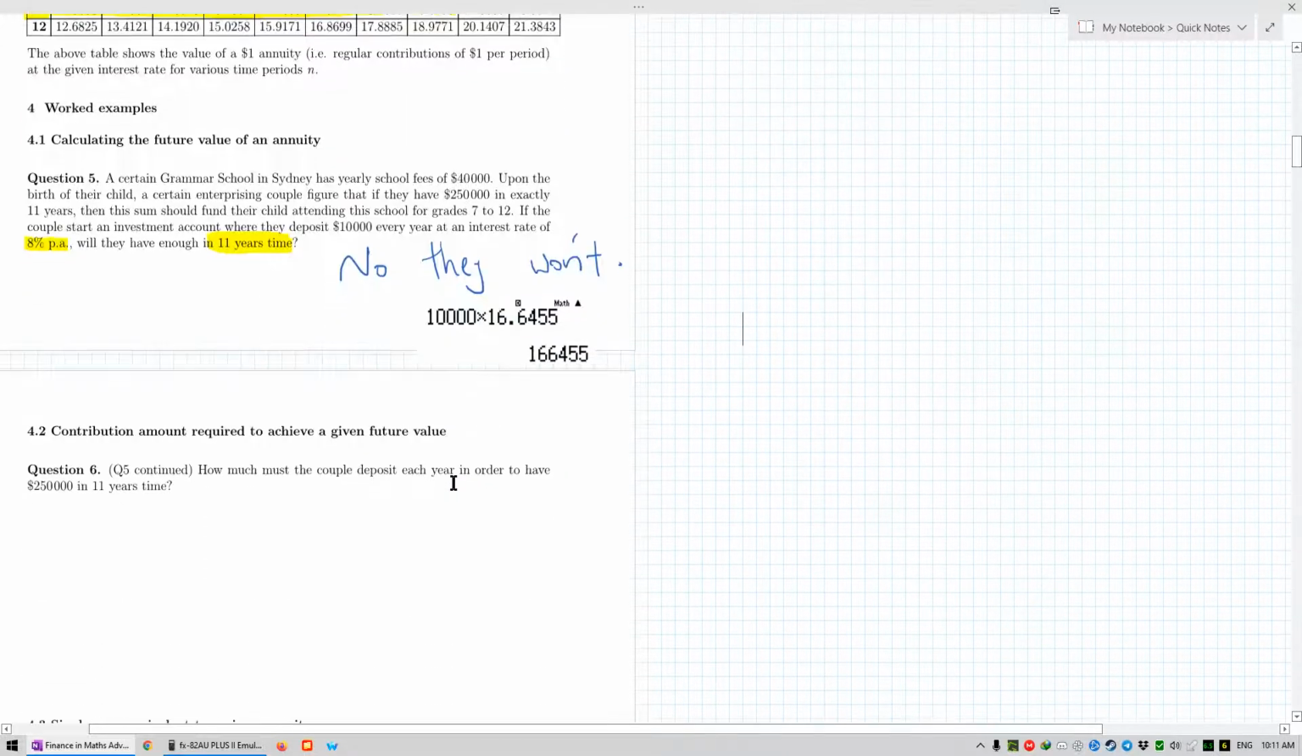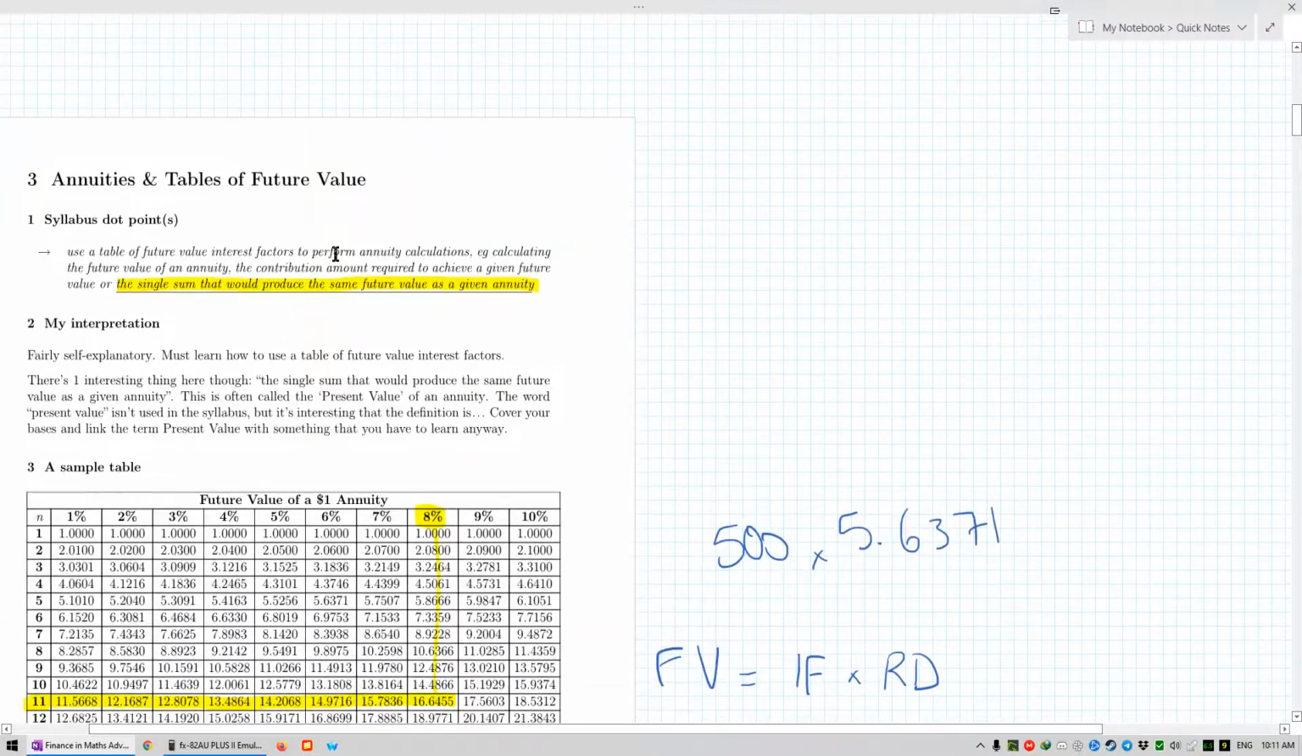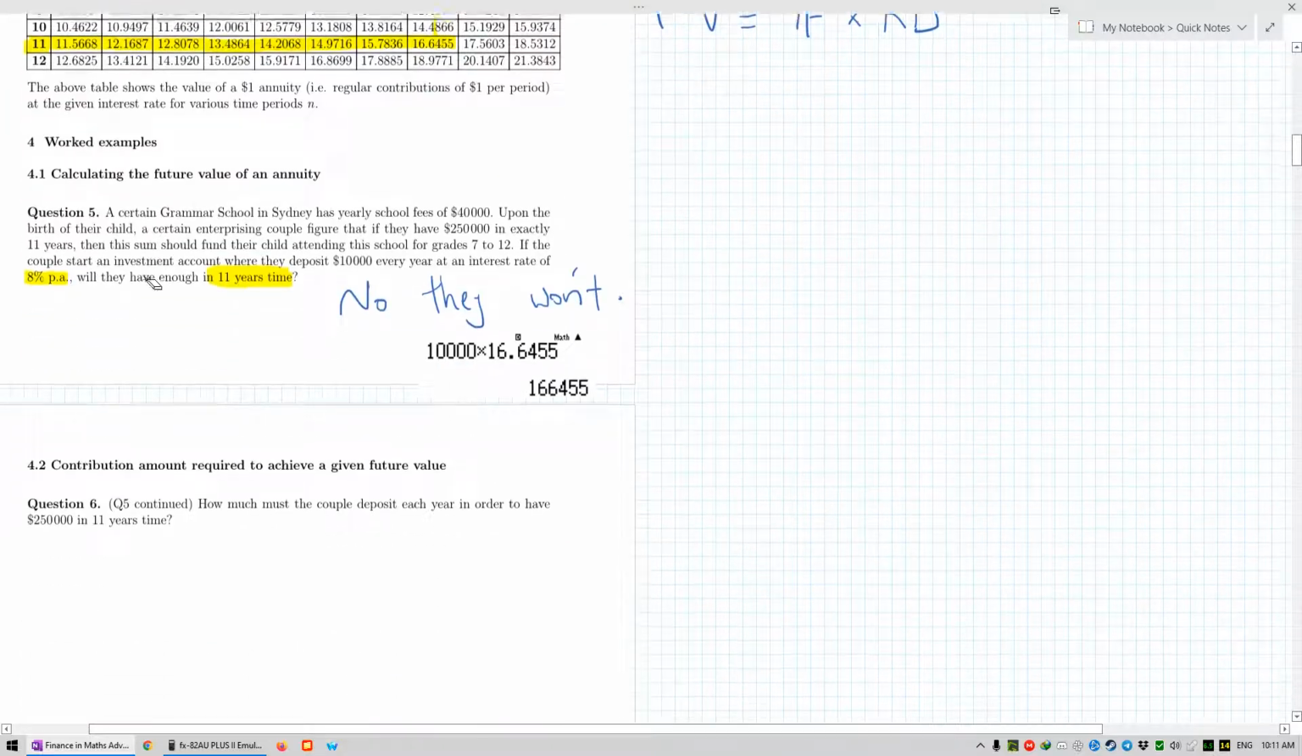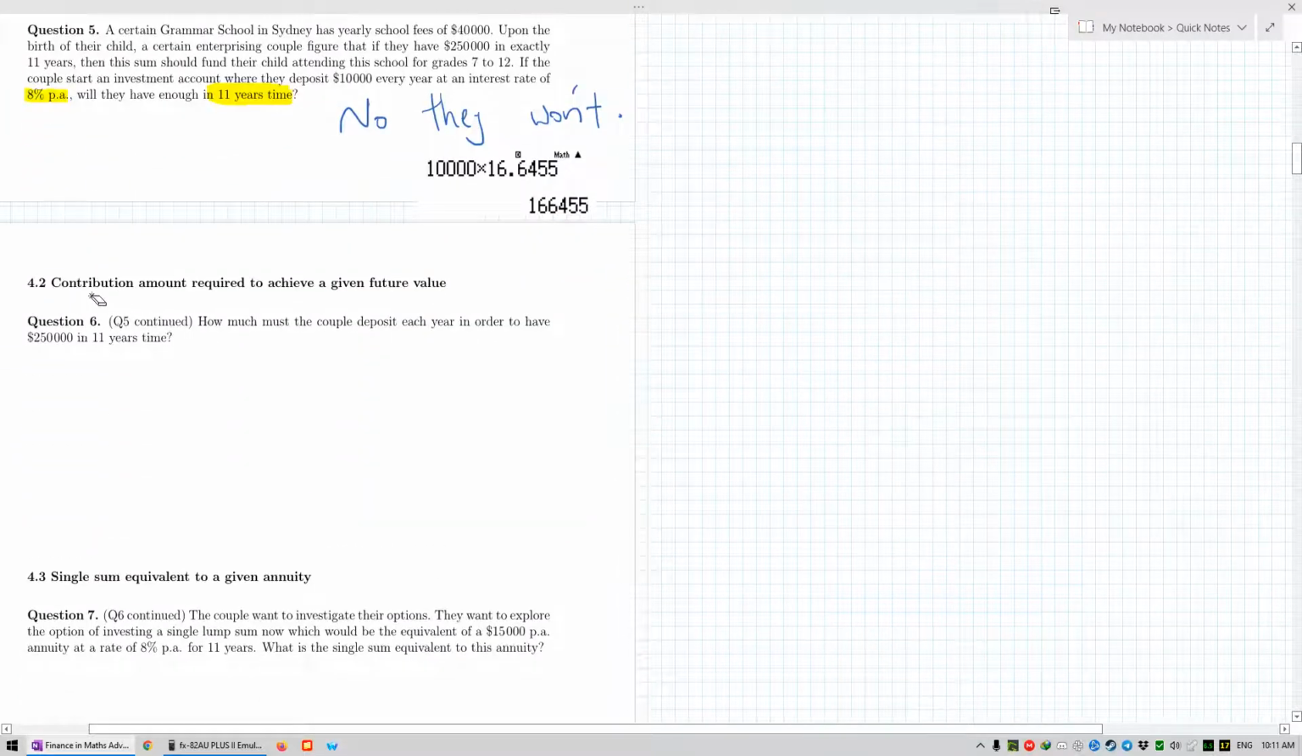All right. What about a different type of question? Sorry, I'm kind of jumping back and forth. The first one was calculating the future value of an annuity. We've done that. We've knocked that off. What about the next one? The contribution amount required to achieve a given future value. So let's have a look at a sample question.